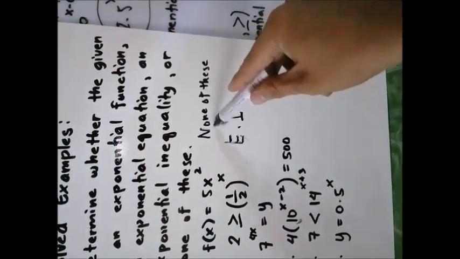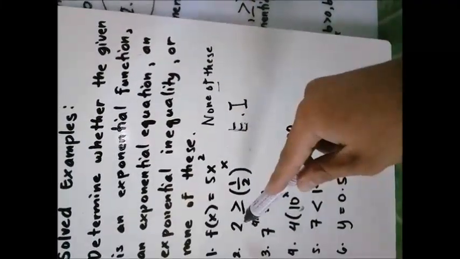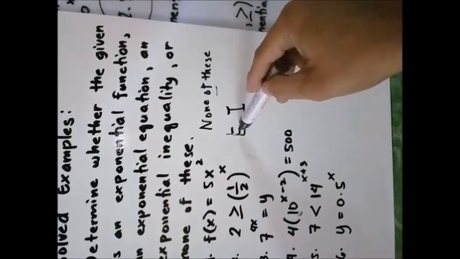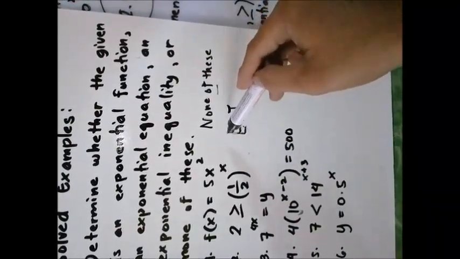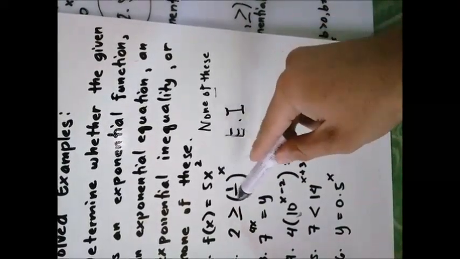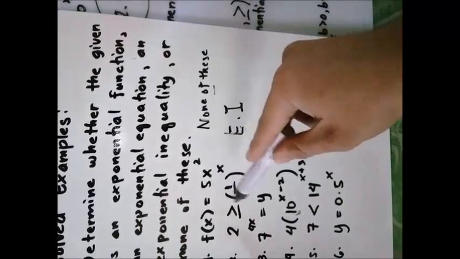So none of these. For number 2, 2 is greater than or equal to 1/2 raised to x. This is an exponential inequality. Why? Kasi meron tayong inequality symbol, and 1/2 raised to x is an exponential expression.